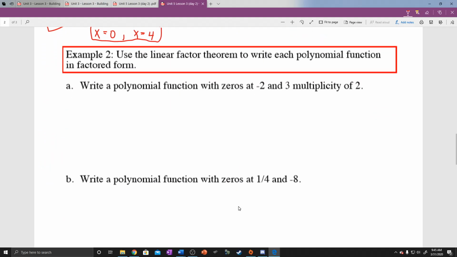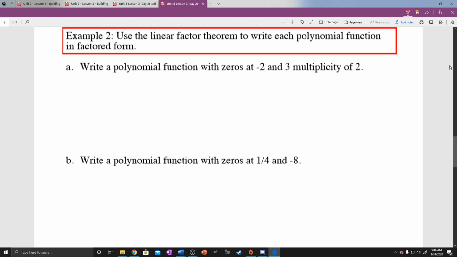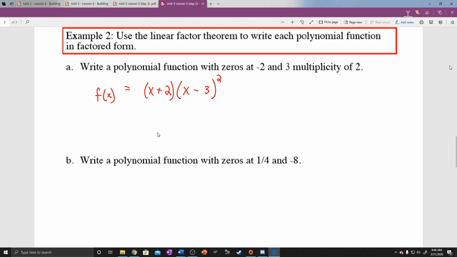So now we're going to use this idea to write polynomial functions in factored form. So here, write a polynomial function with zeros at negative 2. If it has a 0 at negative 2, it'll have a factor of x plus 2. And 3, so a factor of x minus 3, and this has a multiplicity of 2. And we're done. If I'd asked to put it in standard form, you'd have had to multiply all this out, but I didn't.